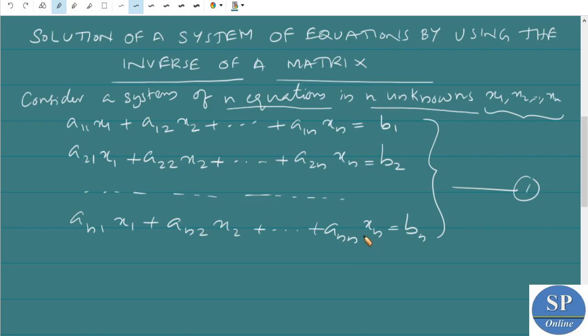So this is the system of n equations. There are n equations here and n unknowns. The unknowns or variables are given by x1, x2, etc., xn. So we know the solution of this system is a vector x equal to x1, x2, etc., xn, which satisfies each of these equations of the system simultaneously.